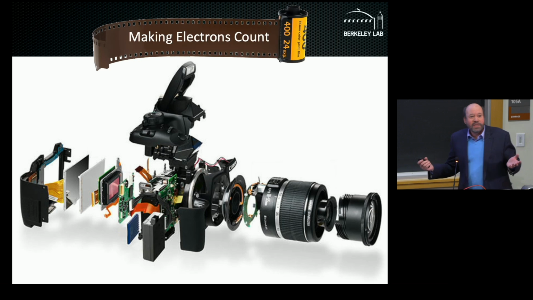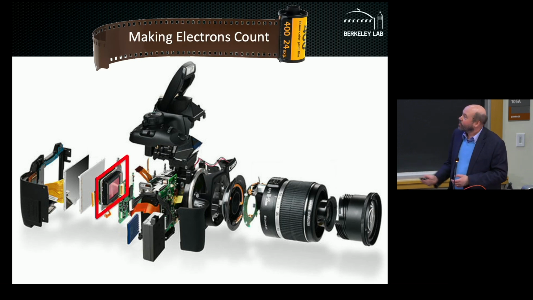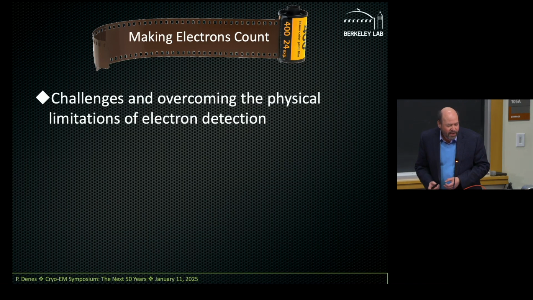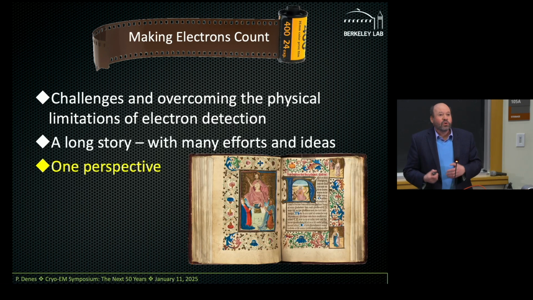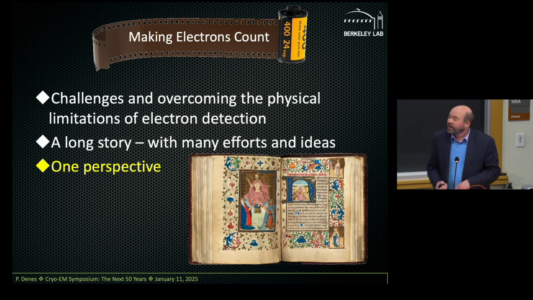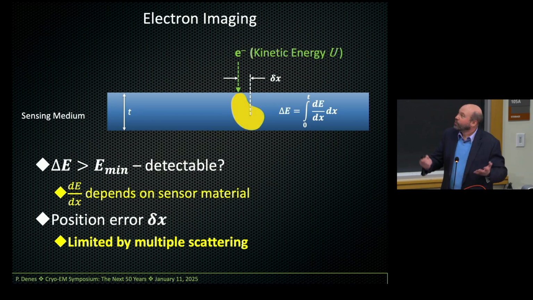There are a lot of pieces involved in taking a picture, and I'm only going to talk about the part that actually takes the picture, which is the sensor. So I'm going to spend a fair amount of time on what the challenges are and how we can overcome the physical limitations for electron detection. This is, of course, a long story that many people have been involved in, so I'm just giving my perspective. So let me start with just how do we detect something.